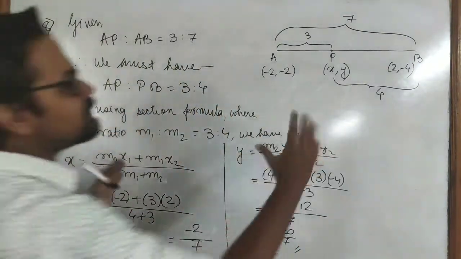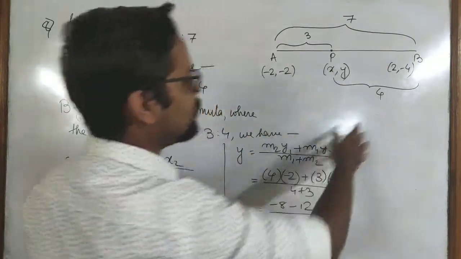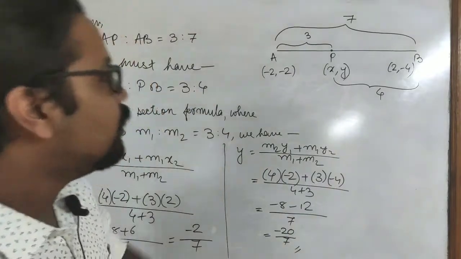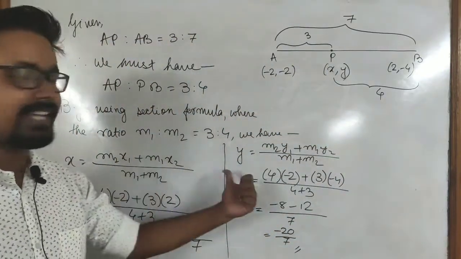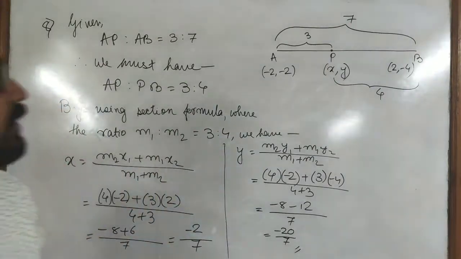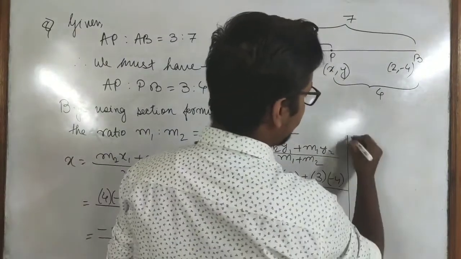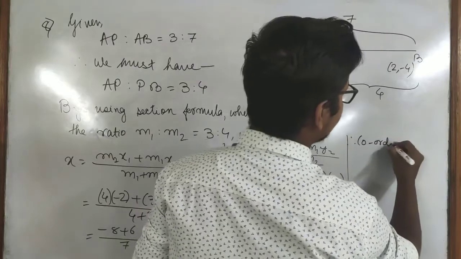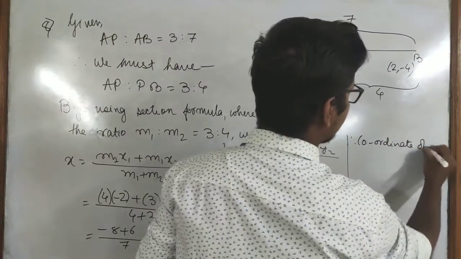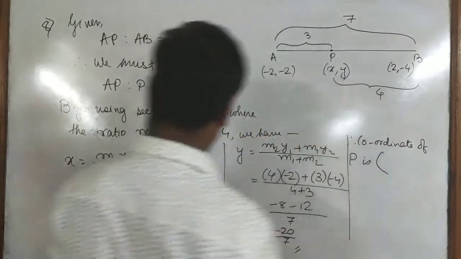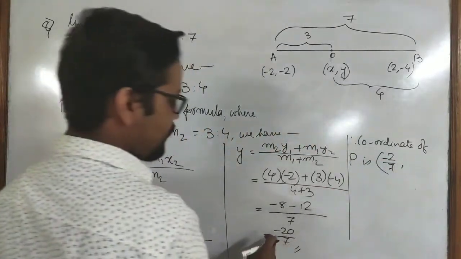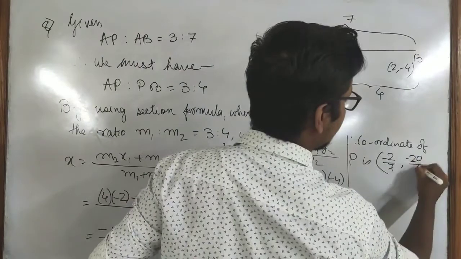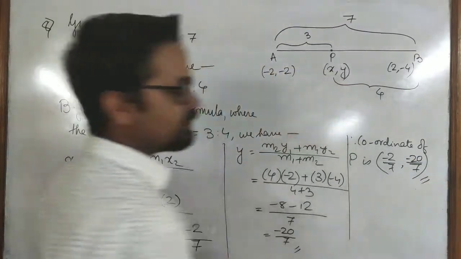Very simple. You just need to find the ratio. Once you can find this ratio, which is also very simple to find out, you can usually use the section formula and find the value of x and y. So now we have the coordinate of P. So therefore coordinate of P is, this is our x, -2 by 7, and this is our y, -20 by 7. And that's the end of the sum.